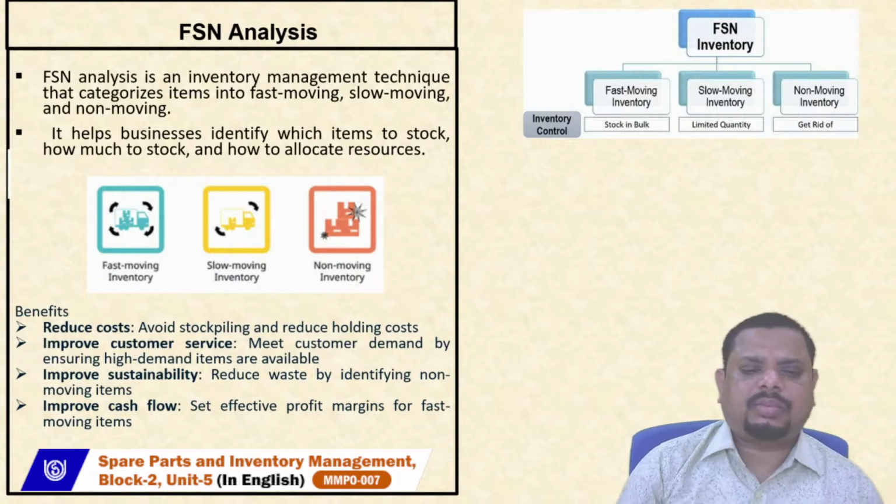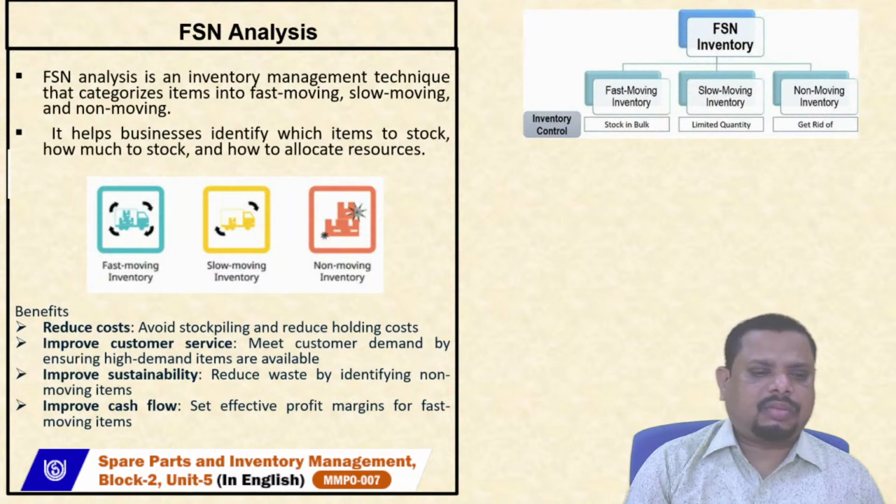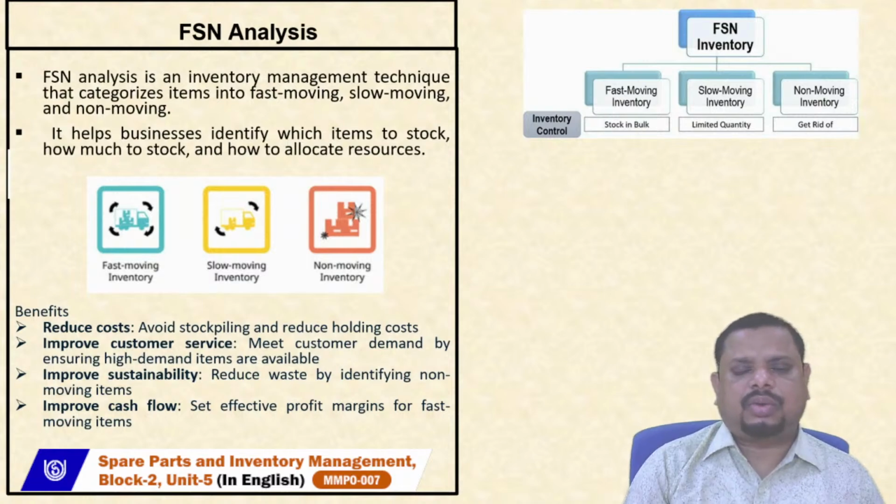So reduce waste by identifying the non-moving items. If industry is finding non-moving items, they can easily reduce what is known as wastage to improve sustainability. The next is improve cash flows. As I told you, holding cost is decreased. A higher profit margin should be gained by the company.